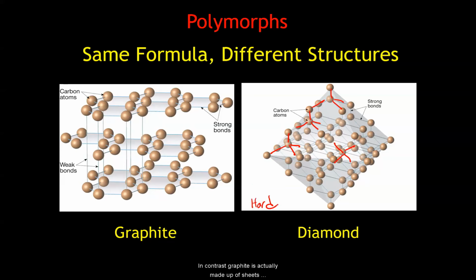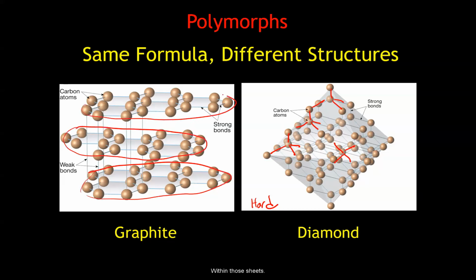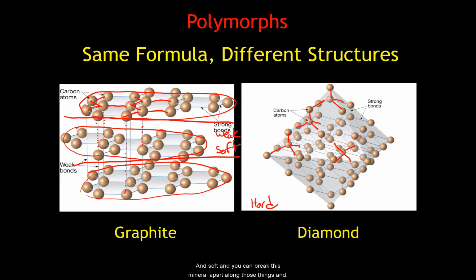In contrast, graphite is actually made up of sheets. So like here's a sheet here, and here's a sheet here. Within those sheets, you've got a lot of strong covalent bonds that extend in most directions. So within a sheet, the bonds are very strong, but between the sheets, the distances and the bonds themselves are much weaker. Because we have a plane of weakness here and a plane of weakness here, this ends up being relatively weak and soft. And you can break this mineral apart along those planes of weakness.